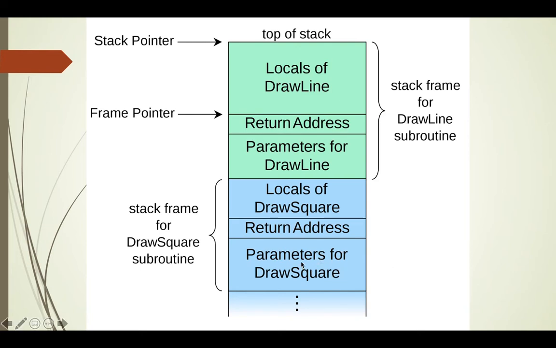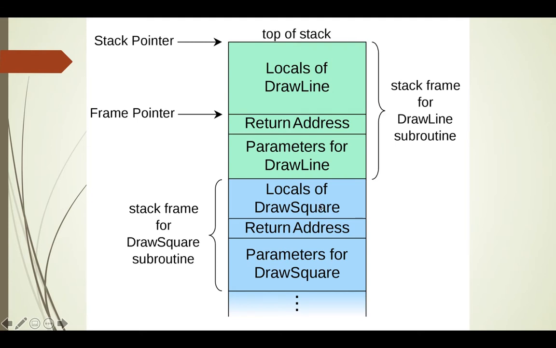So here we see the parameters for draw square at the bottom of the stack. What does this mean? These are the formal parameters, what we have passed to draw square as arguments. Once the formal parameters are pushed onto the stack, then we push the return address. This return address is the address that has to be executed after draw square has returned from its subroutine. Then after the return address, we keep the local variables of draw square.